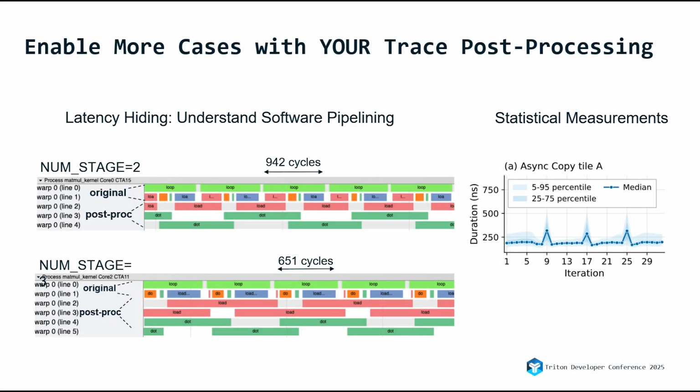Or even more, because you have access to the compiler IR, you can customize the trace processing to visualize the software pipelining behavior and check whether you squeeze out those bubbles. For example, the difference between number of stages equals 2 and 3 is basically the overlapping of the load operation across iterations. It's also possible to get statistical traces about asynchronous operator latency across iterations and its distribution.